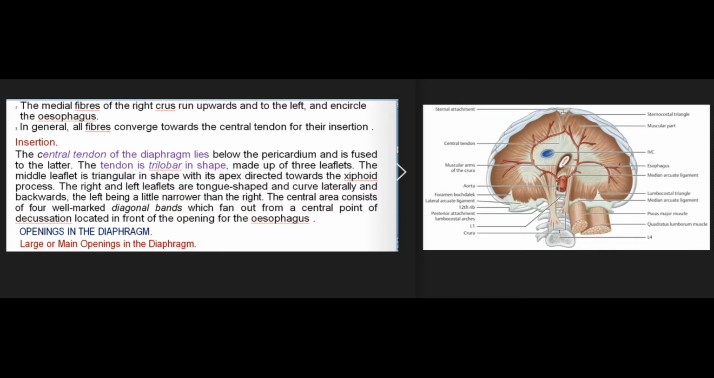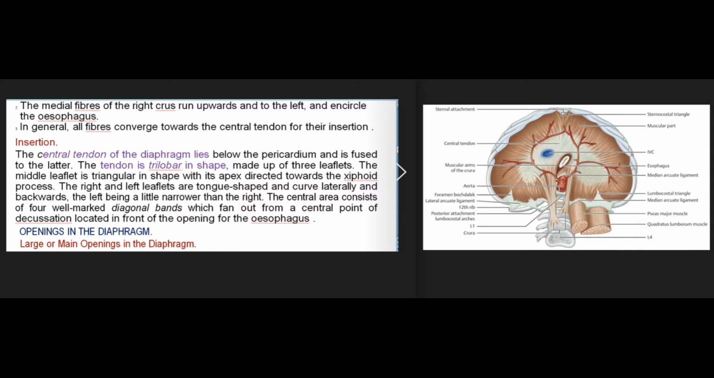The tendon is trilobar in shape, made up of 3 leaflets. The middle leaflet is triangular in shape with its apex directed towards the xiphoid process. The right and left leaflets are tongue-shaped and curve laterally and backwards, the left being a little narrower than the right. The central area consists of 4 well-marked diagonal bands which fan out from a central point of decussation located in front of the opening for the esophagus.